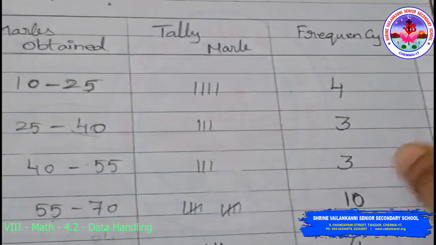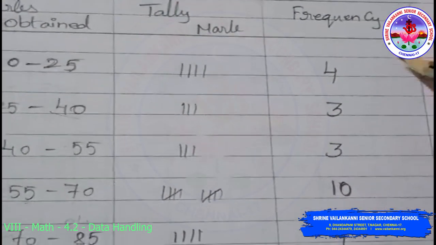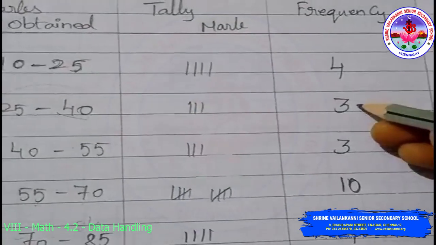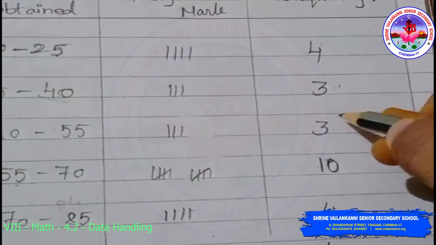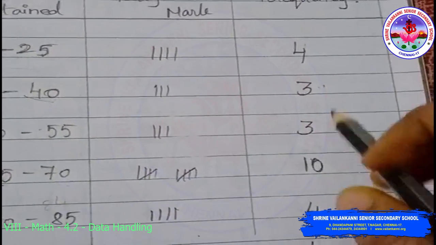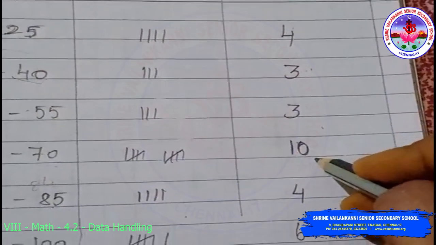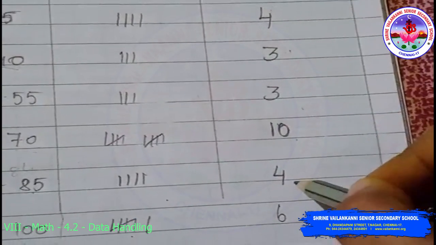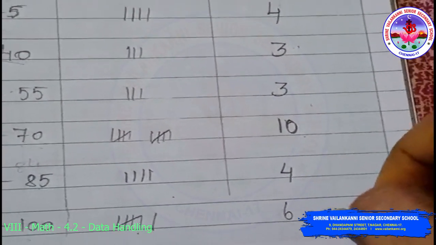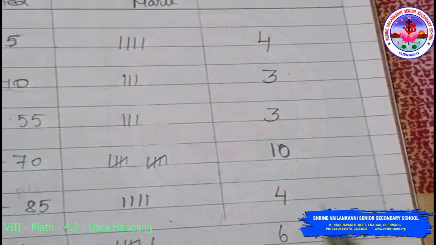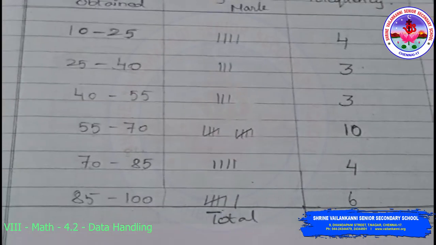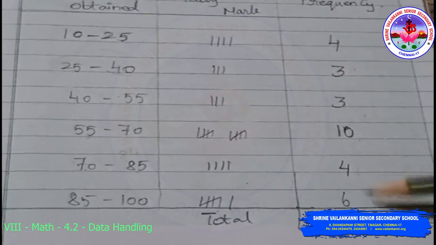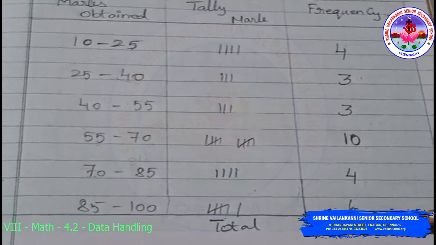Now check the frequency values. 4 plus 3 is 7, 7 plus 3 is 10, 10 plus 10 is 20, 20 plus 4 is 24, 24 plus 6 is 30. The total data is 30. Here the frequency total is also 30.